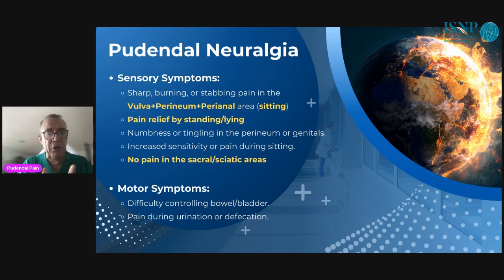In all three areas together, the genital, the perineal, and the perianal area, the pain will occur while sitting, because the pudendal nerve will be compressed between different ligaments, what we call the sacrospinal and sacrotuberal ligaments, with pain relief once the patient is standing up or lying. And very, very important, when you have a pathology of the pudendal nerve, there is no radiation of the pain in the lower back, in the buttock, or in the leg.